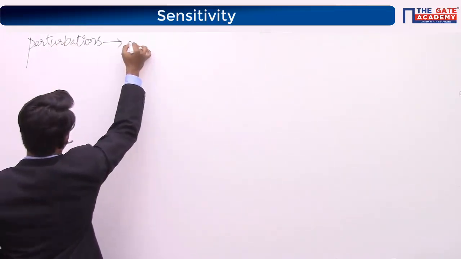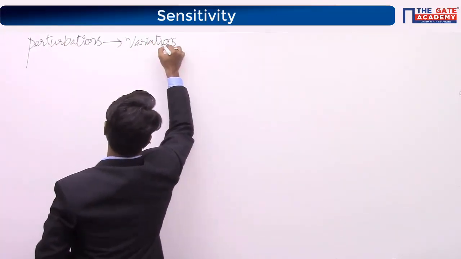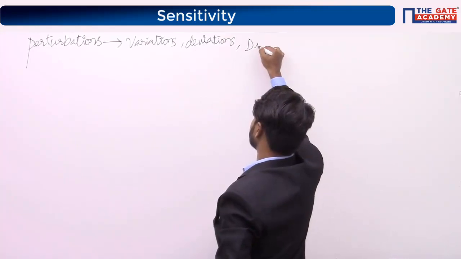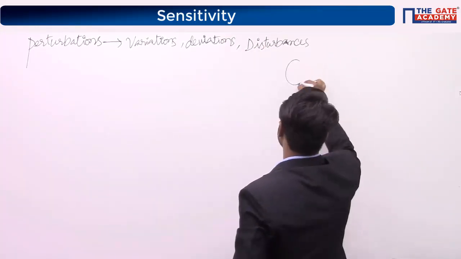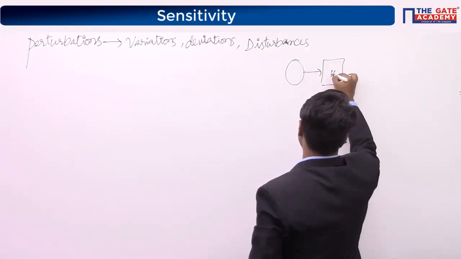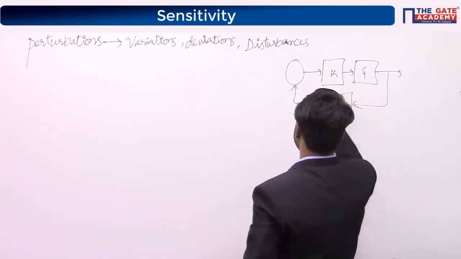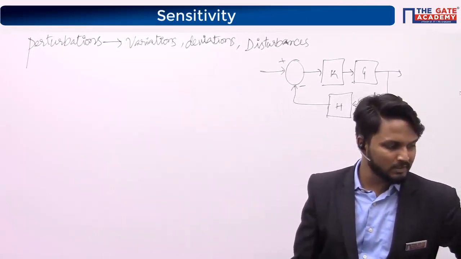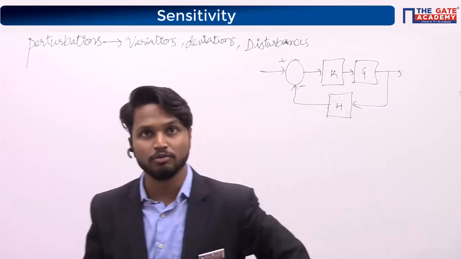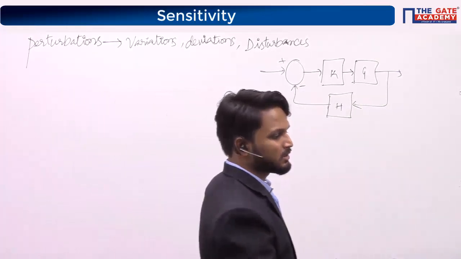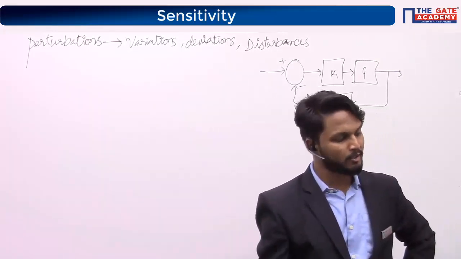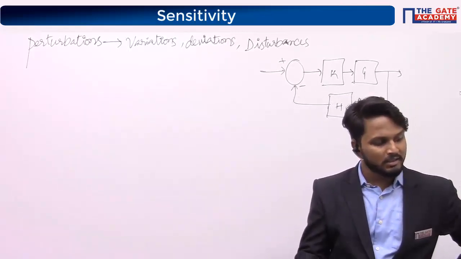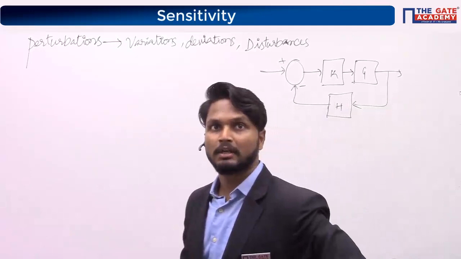Perturbations means variations, deviations, disturbances. There is nothing new in this. This is simply K, G, H, so this is the block. Option A is sensitive to perturbations in G(s) and H(s). Option B is sensitive to perturbations in G(s) but not H(s). Option C is sensitive to perturbations in H(s) but not to variations in G(s). Option D is insensitive to variations in G(s) and H(s).